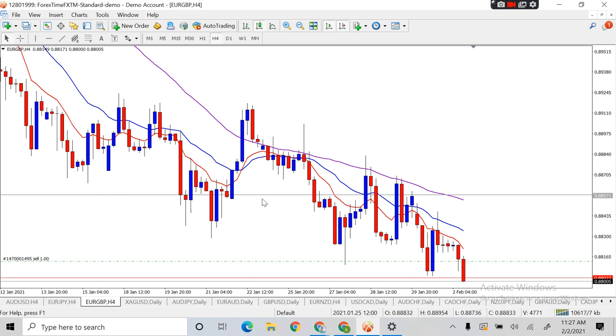Now the GBP JPY is the next pair to look at.